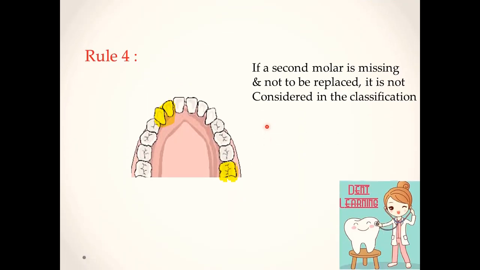Rule 4 here. If a second molar is missing and not to be replaced, it is not considered in the classification. As you can see here, this second molar is missing and we are not going to replace it, then the classification will be class 3.